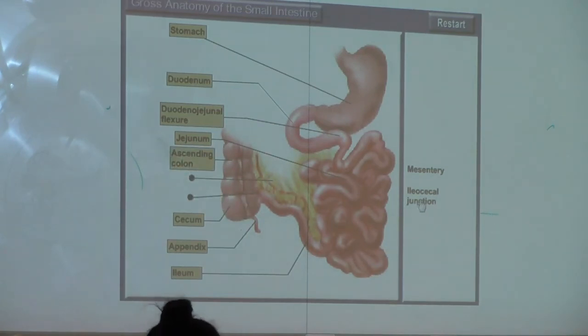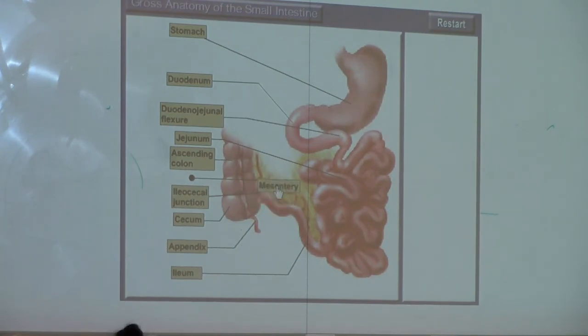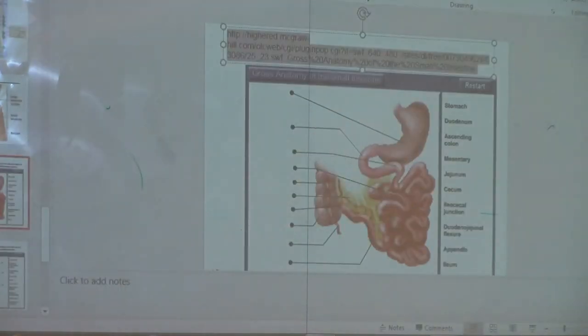Okay, so I can do the rest. The ileocecal junction, the junction between the ileum and the cecum. And you learned and saw in lab that the mesentery is what provides fat and blood flow, both arteries and veins that supply and drain the intestines. Okay, so let's go to the PowerPoint and go to the next one.